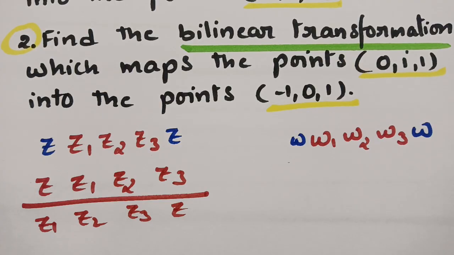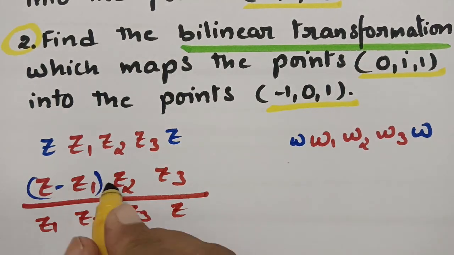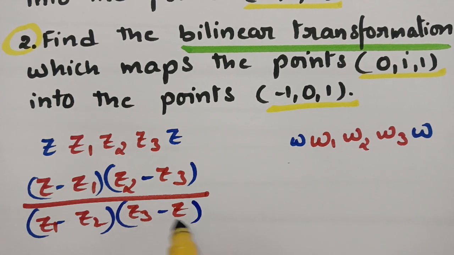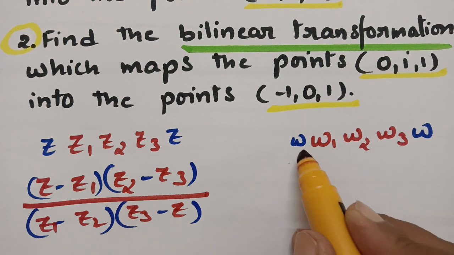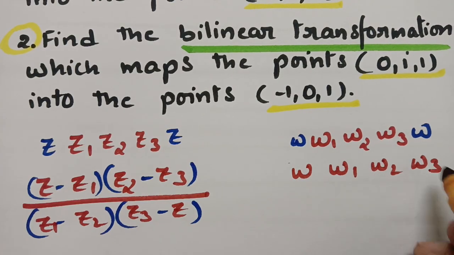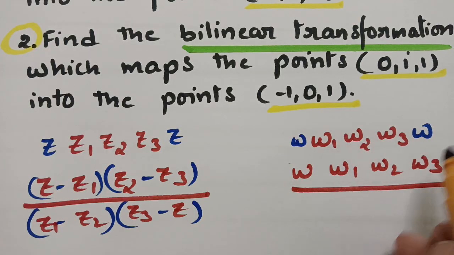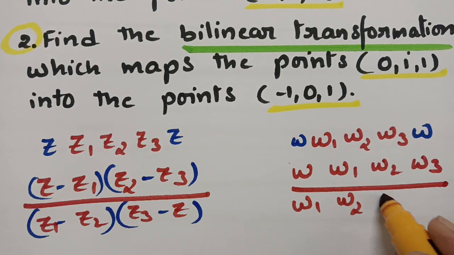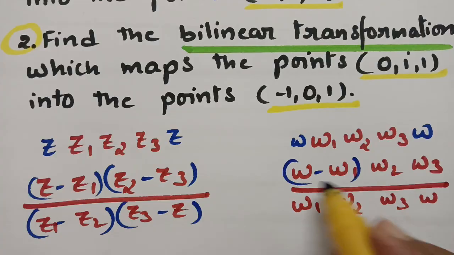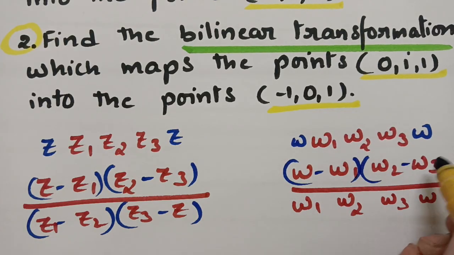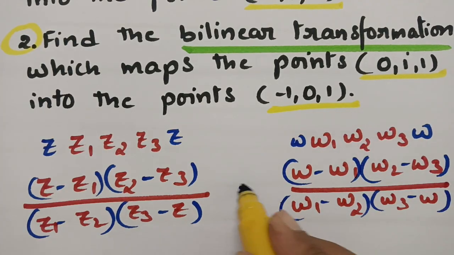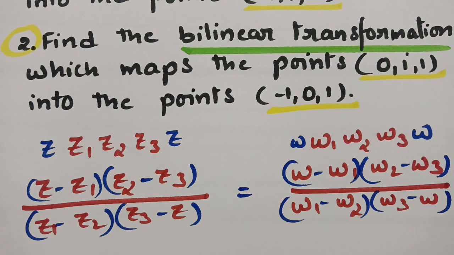This is how we remember it: the numerator is z minus z1 into z2 minus z3, and the denominator is z1 minus z2 into z3 minus z. Similarly, on the w side, first we take the four points w, w1, w2, w3, divided by the four points w1, w2, w3, w. The numerator will be w minus w1, w2 minus w3, and the denominator w1 minus w2, w3 minus w. This is how we remember the bilinear transformation formula.